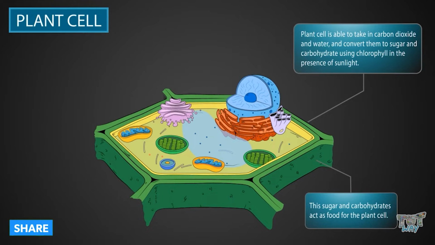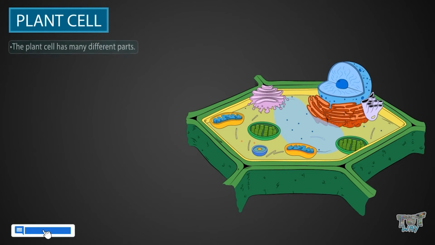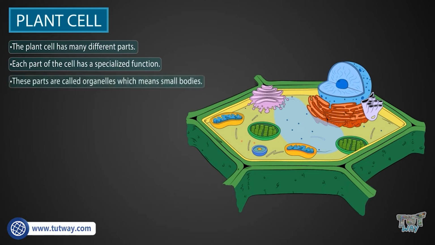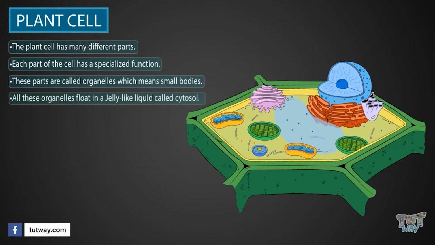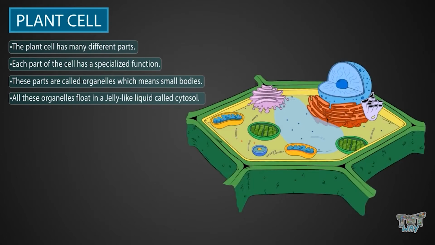Now let's learn about the unique structure of a plant cell in detail. A plant cell has many different parts, and each part of the cell has a specialized function. These small parts are called organelles, which means small bodies. All these organelles float in a jelly-like liquid called cytosol. This diagram shows the various organelles of a plant cell.